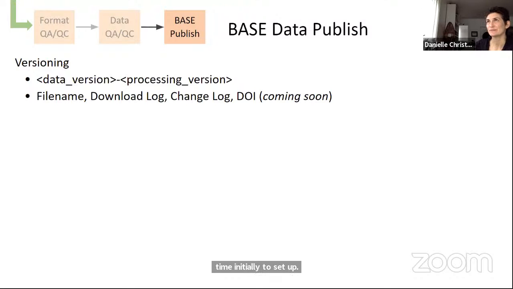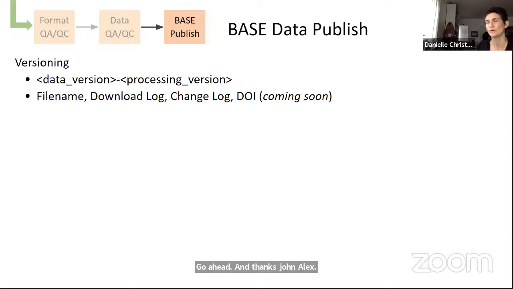So the last bit we'll talk about here is what happens after all the QAQC analysis has been completed and the data have passed with flying colors. We then get it ready to publish and make available to the data users on our website. So to do that, we do version the data.